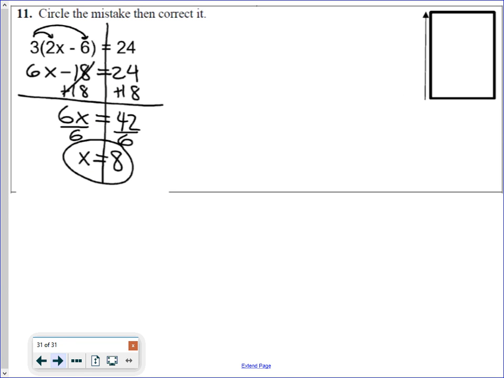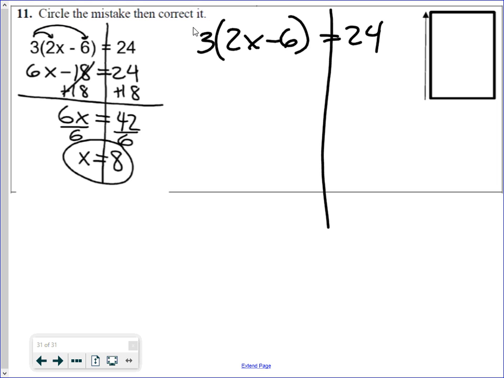It says, circle the mistake, then correct it. So, okay, let's do that. Let's just write it out and work it out and see what we get. So I have 3 parenthesis 2x minus 6 close parenthesis is equal to 24. We're solving that one. First step is we need to distribute the 3 through before we start using our box. So let's do it. Distribute the 3 through. Now remember, we're going to both of them. So make sure we do that to both.